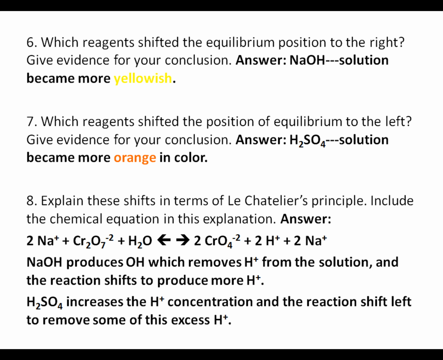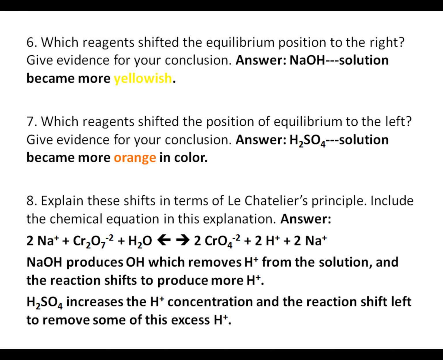Now we're going to go ahead and answer these three questions. Number 6, which reagents shifted the equilibrium position to the right? Give evidence for your conclusion. The answer is NaOH because the solution became more yellowish. Number 7, which reagents shifted the position of equilibrium to the left? Give evidence for your conclusion. The answer is H2SO4 because the solution became more orange in color.